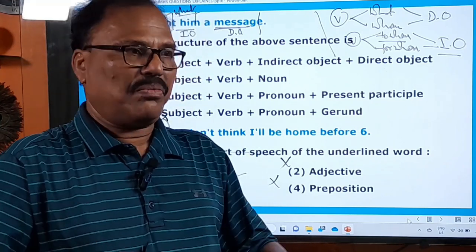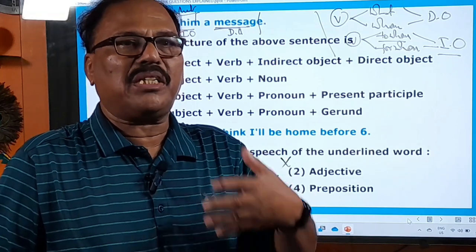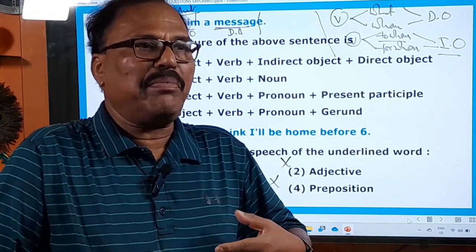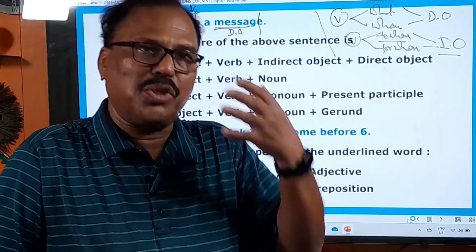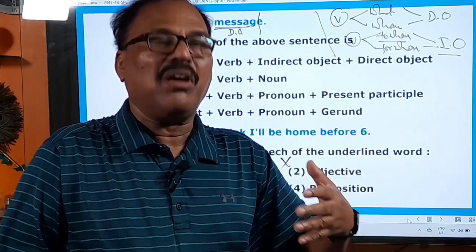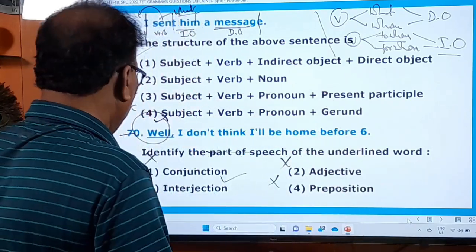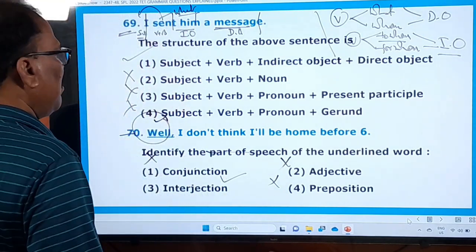Well, it is generally used at the beginning of a sentence in order to make some statement, or to resume the remaining speech or something like that. So here, this "well" is an interjection. Now, let's go to the next question.